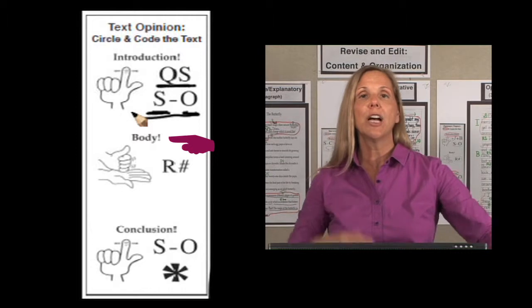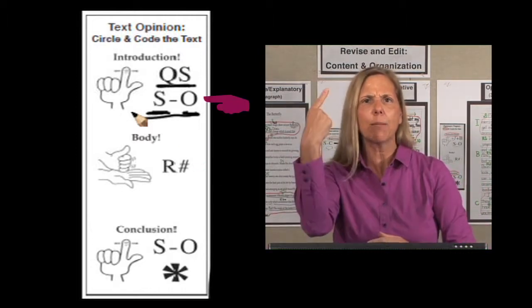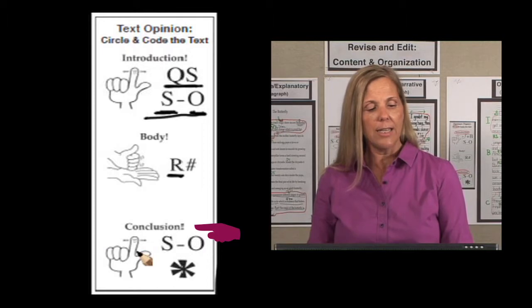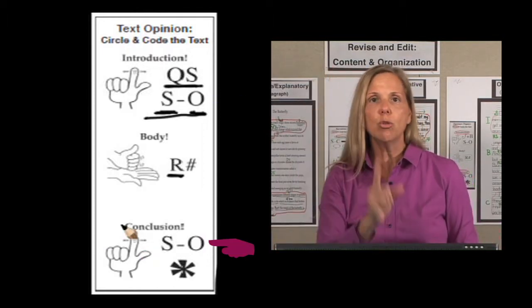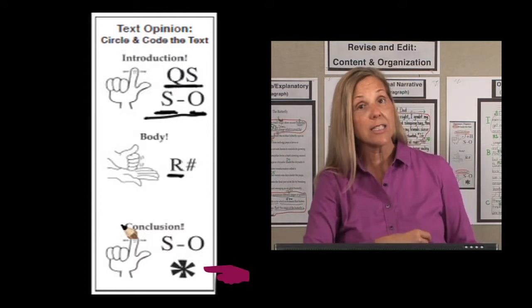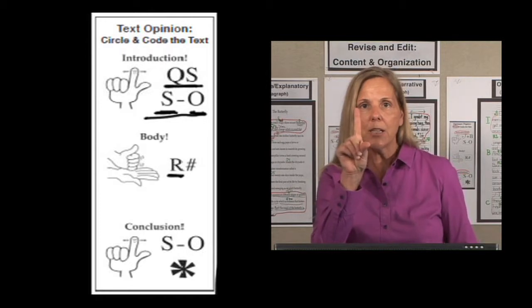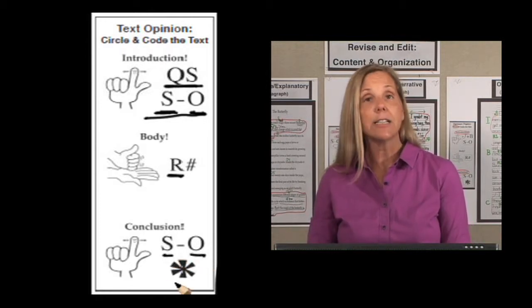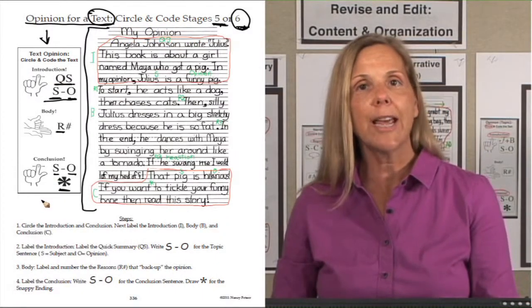Then we go to the body. What do I need in the body? Reasons, reasons, reasons to back up my opinion. We're going to number our sentences and put an R for reason after each number. And finally, in our conclusion, we're going to repeat the opinion using different words and end with a snap. So notice we have our conclusion: repeat that opinion, S, O, and a snappy ending. There's all the parts to our text opinion.